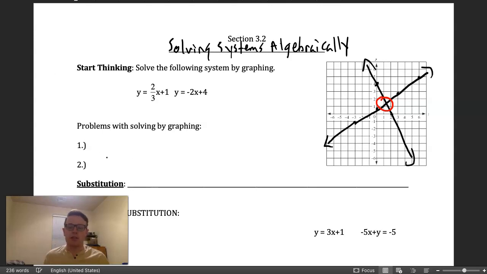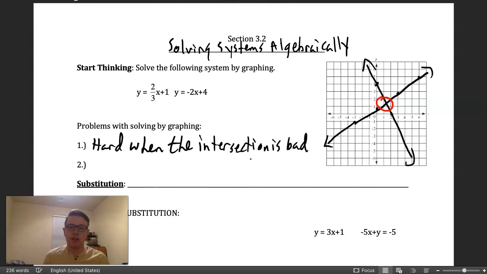So what are our problems with solving by graphing? Well, one is it's hard to do when the intersection is bad. And what about if this was all the way out at 60 on x and 35 on y? It's hard to do for large values. This is where it makes more sense to do things algebraically.